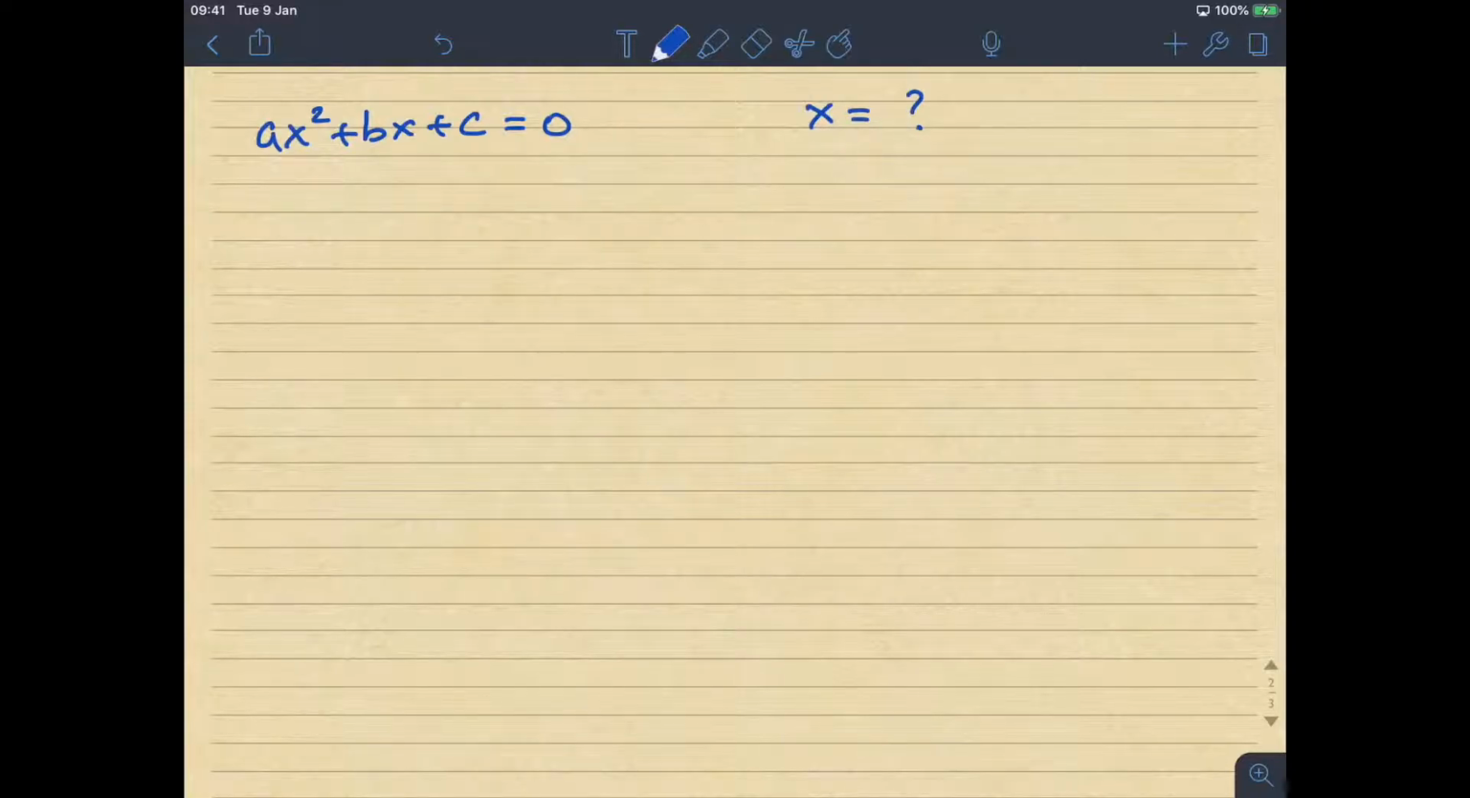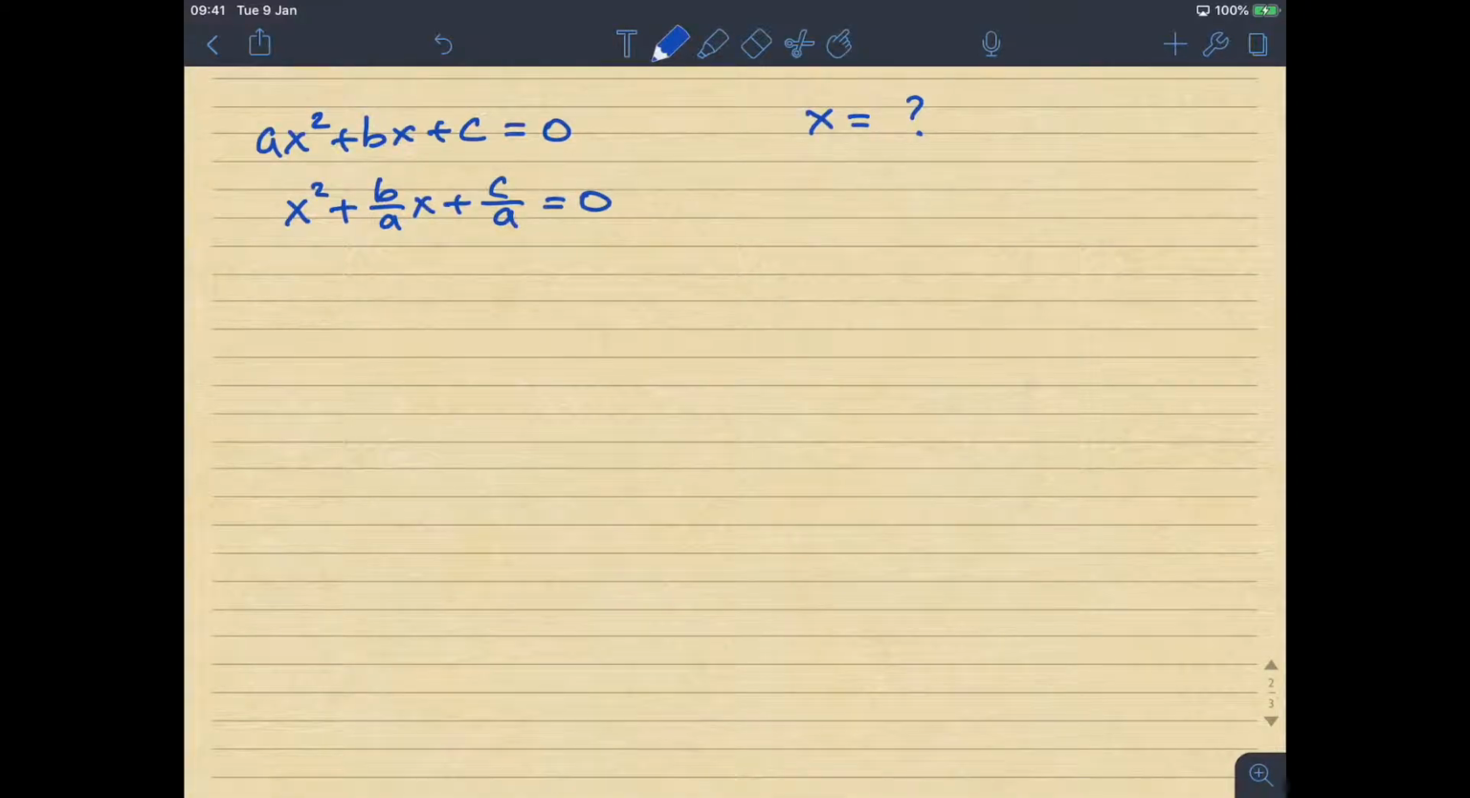So we've got the a as the coefficient and we don't want that. So what we want to do is divide the whole equation by a. So we have x squared plus b over a x plus c over a is equal to 0. So now we have the x squared term on its own. So we're working towards this.